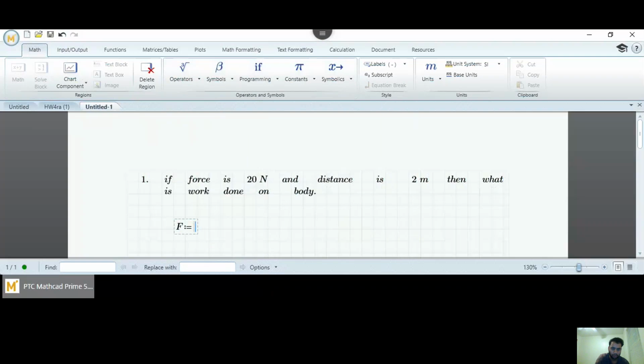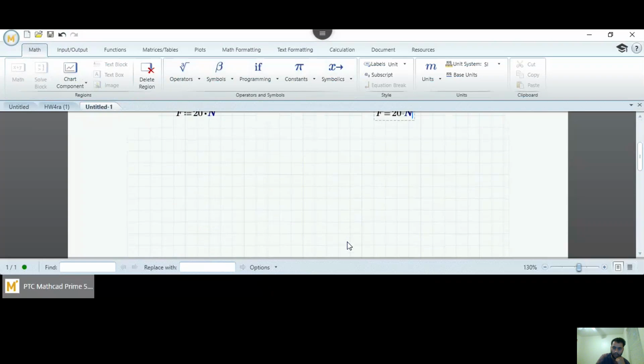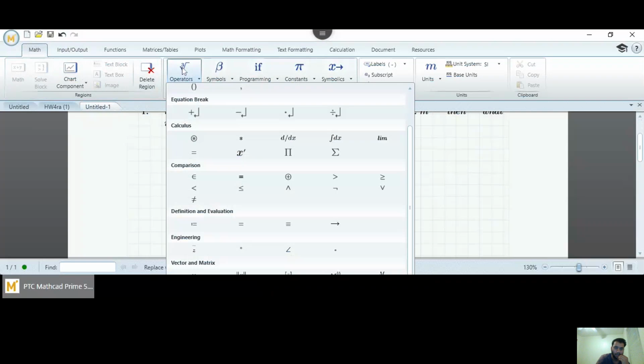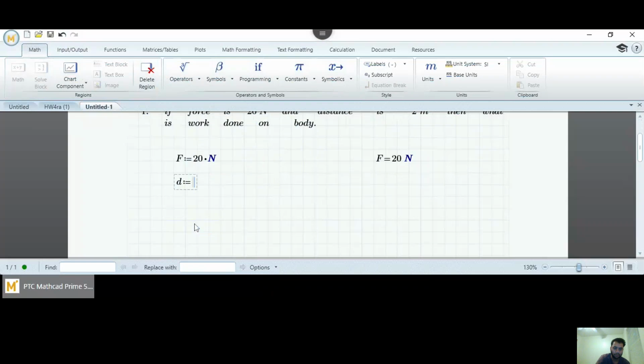We know the force is 20 Newton here. Write the unit, and you see the unit is in blue color. It gives me F is equal to 20 Newton. Now I'm going to define distance. Distance D is, for example, 2 meter. So we can just write 2 meter.